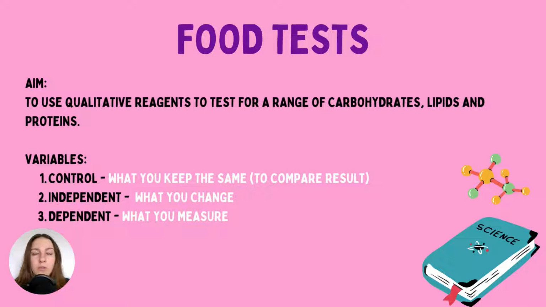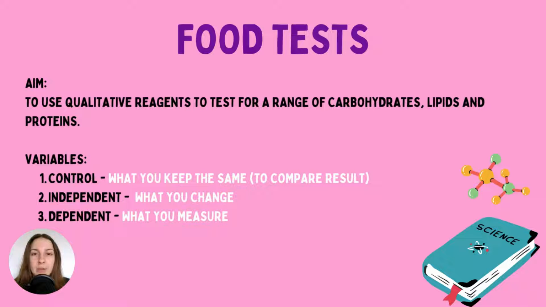Something also to be aware of whenever you're talking about practicals, you need to know about the variables. So let's quickly run through them. A control variable is something that you keep the same, and the reason we do this is to compare the results later on in the experiment. So in this particular example, we would keep the same type of food we're using. Let's say we're testing a loaf of bread, and we're going to use the same slice of bread for every single reagent. And that means that the results are going to be more accurate and therefore reliable as well.